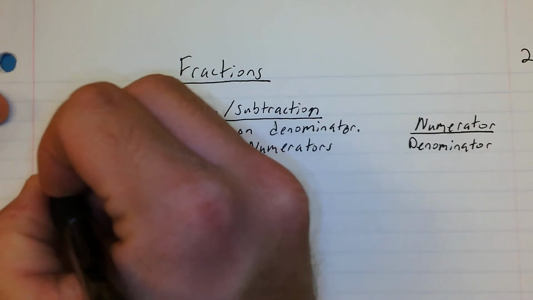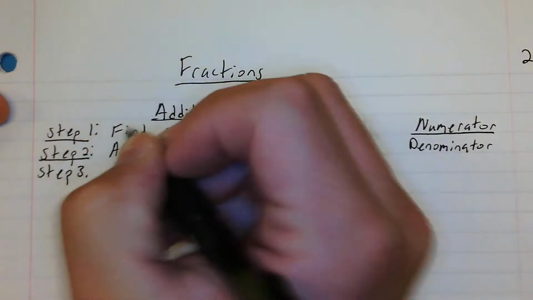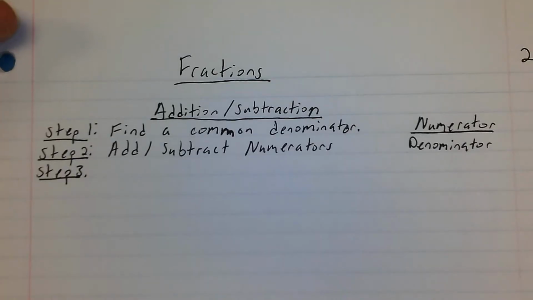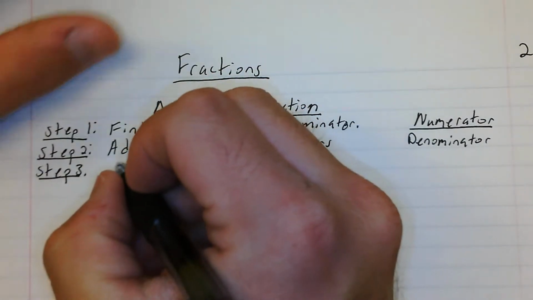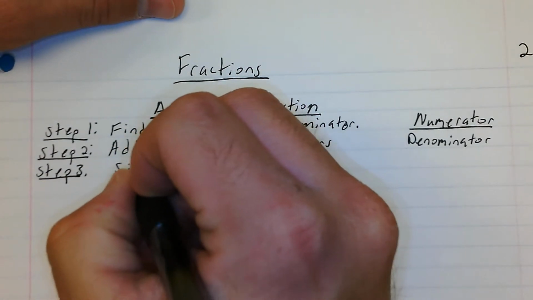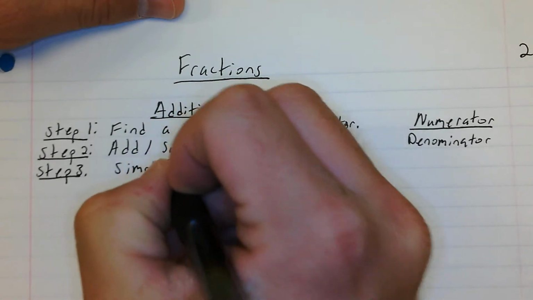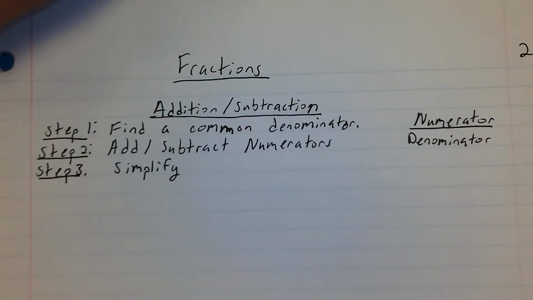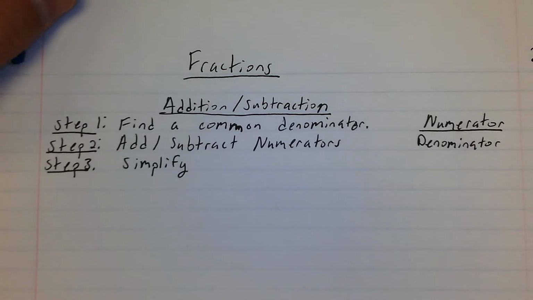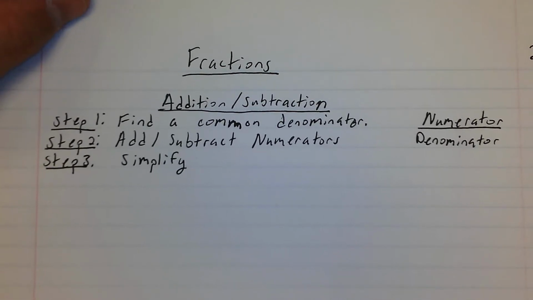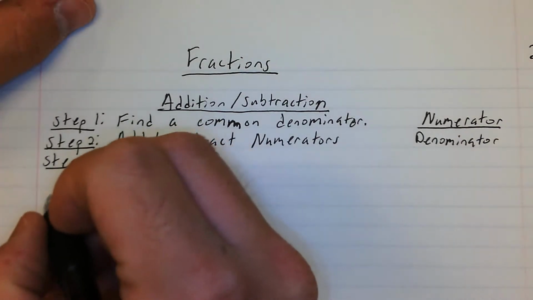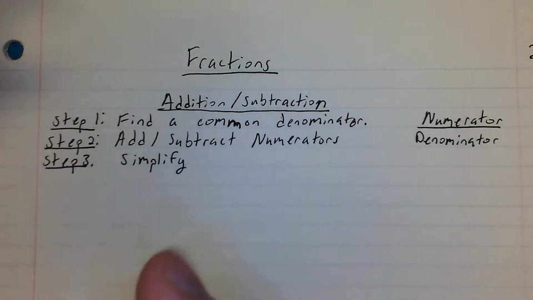Step number 3 will be to simplify. To me, this is the most important step because this is a step you will use in every single operation. Addition, subtraction, multiplication, division, whatever you do. You will always simplify the fraction if it can be simplified. So let's work out some examples.